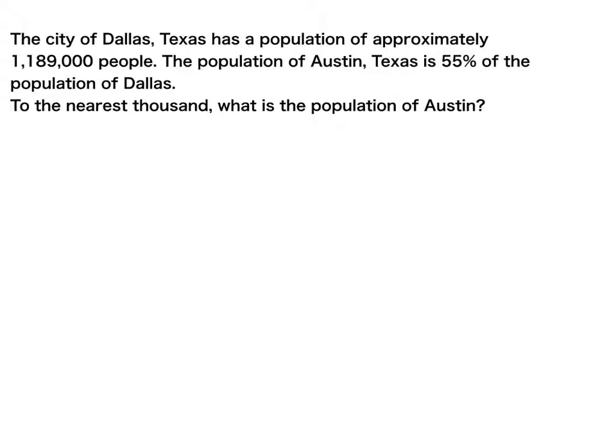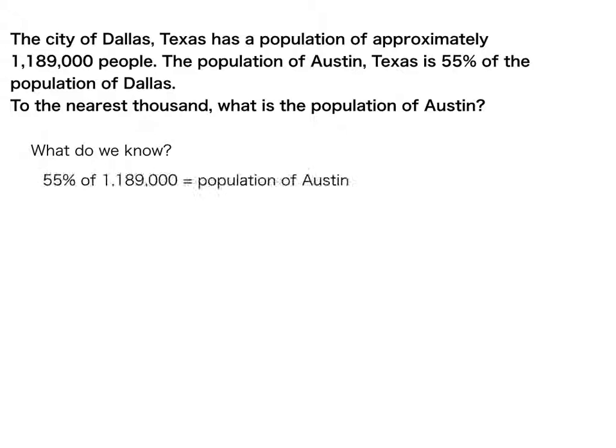Another example here. The city of Dallas, Texas has a population of approximately 1,189,000 people. The population of Austin is 55% the population of Dallas. To the nearest thousand, what is the population of Austin? Again, we look at what do we know. We know that 55% of 1,189,000 is the population of Austin.